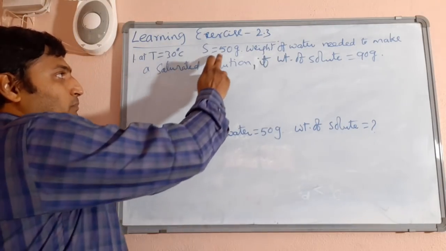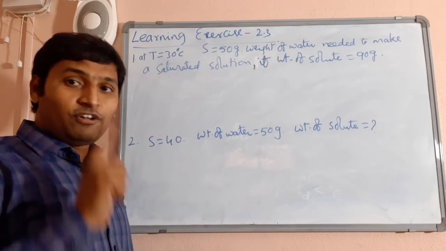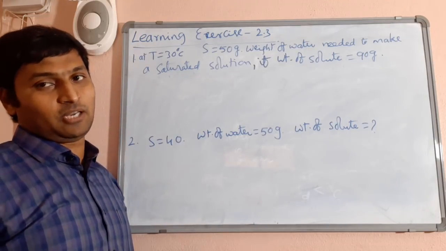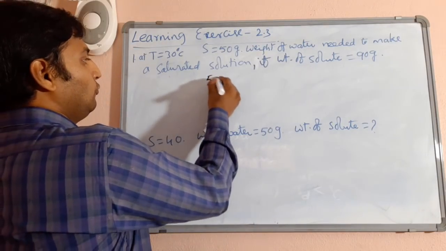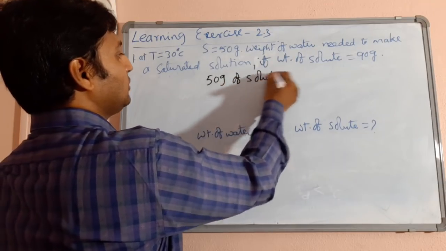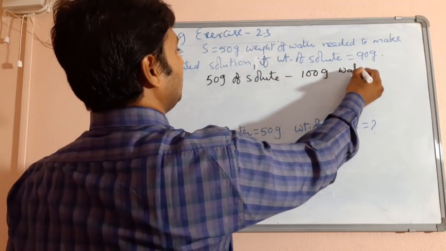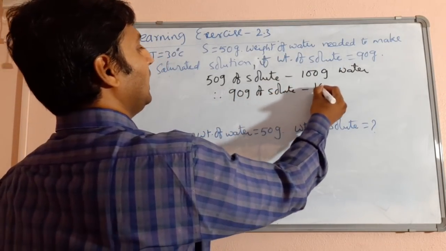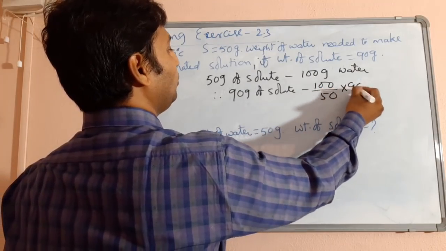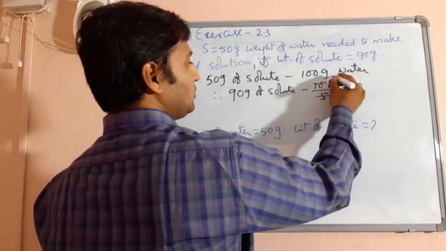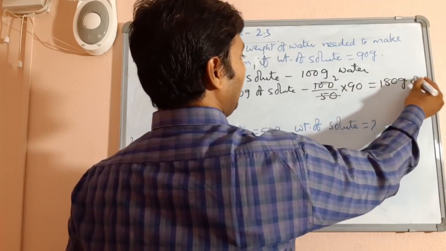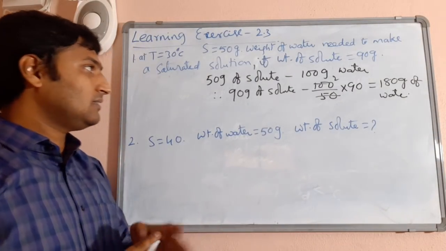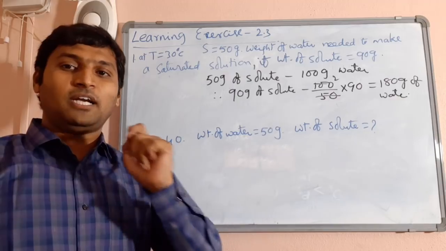Now it's very simple from the definition of solubility. 50 grams can be dissolved in how many grams? 100 grams. So we need to find, 90 grams can be dissolved in how much? So 50 grams of solute dissolves in 100 grams of water. Therefore, 90 grams of solute needs 100 by 50 into 90. So 50 will divide this 2 times. So you need 180 grams of water to dissolve 90 grams of solute. This question is just to make you understand the fundamental definition of solubility.